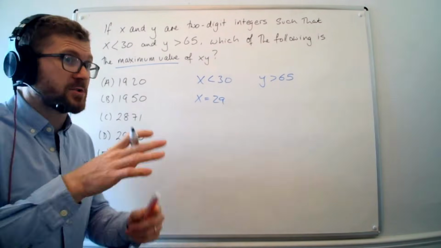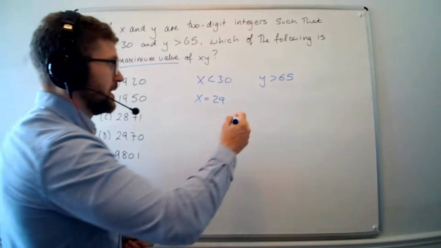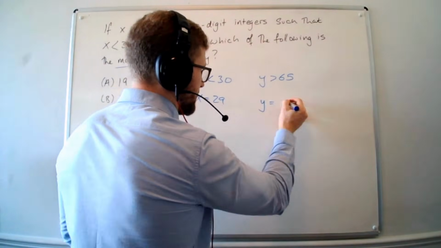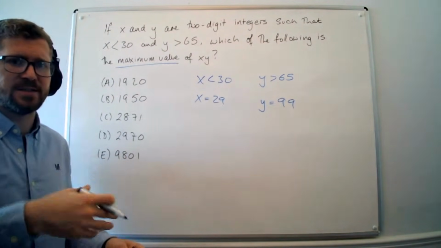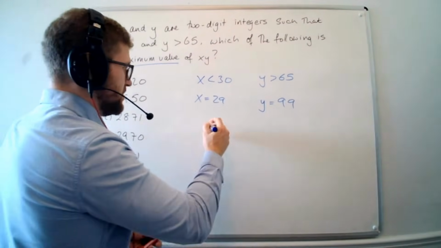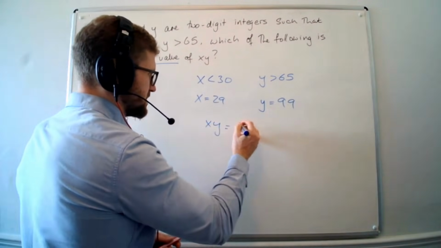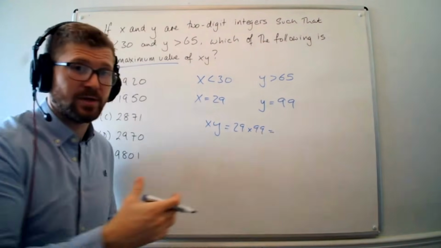Now y is greater than 65, but it is also a two-digit integer. And so the biggest thing that y could possibly be is 99. Can't get to 100, must be bigger than 65. So the biggest thing it can be is 99. And so really all we're asked to do in this problem is to say, well, x times y, that's 29 times 99, and we need to get to a number there.